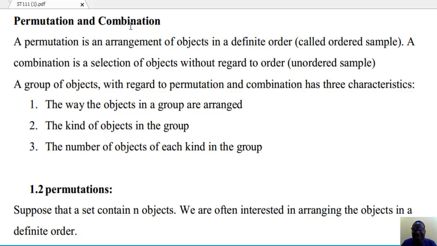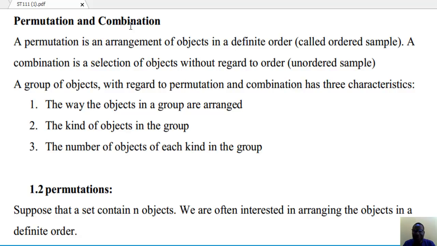So first I start. A permutation is an arrangement. I want to underline the word arrangement there. An arrangement of objects in a definite order, called order. While a combination is a selection of objects without regard to order. So I want to underline selection. So permutation has to do with arrangement, while combination has to do with selection.